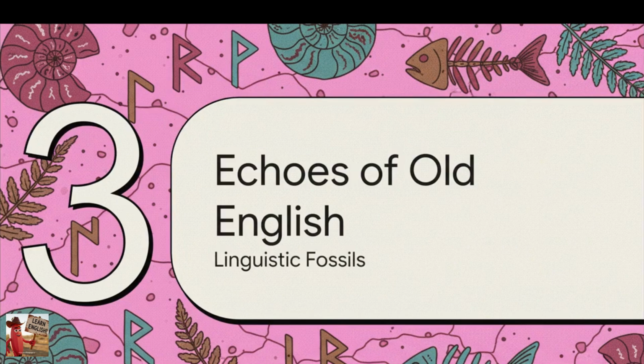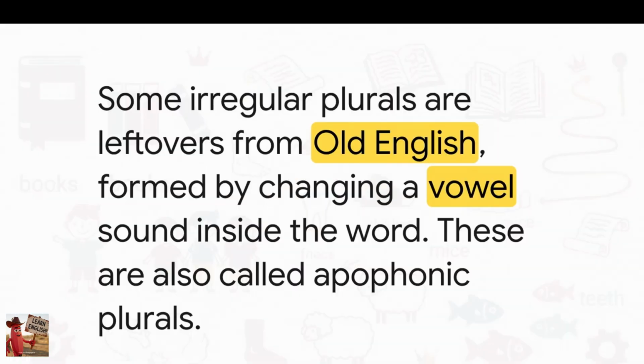Okay, now for the fun part. Let's start digging into the weird exceptions. And what's so cool is that a lot of these so-called irregular plurals, they're not random at all. They're basically little time capsules, linguistic fossils, you could say, left over from a much older version of English. Yeah, these are what you might call mutated plurals, and they are literally pieces of history.